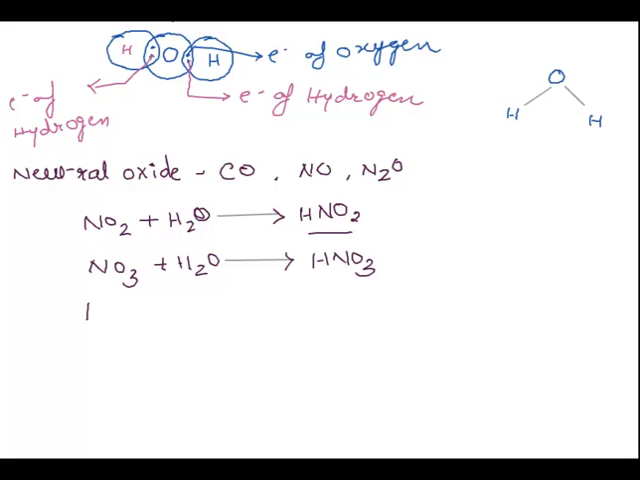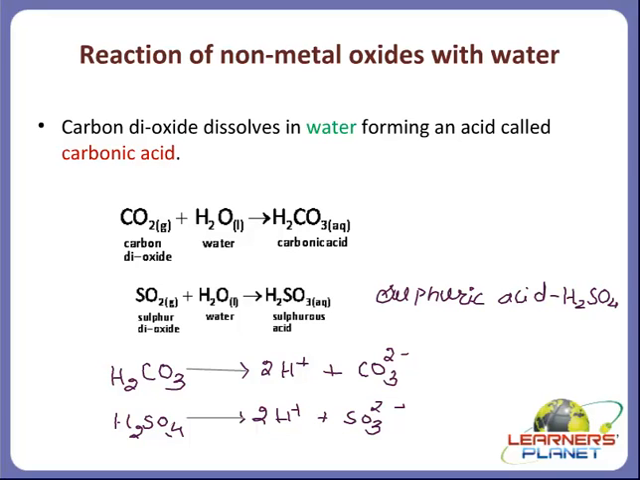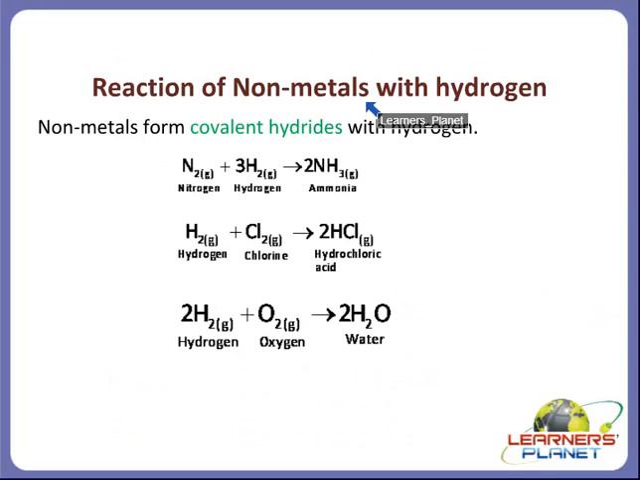Likewise, phosphorus pentoxide, P2O5, when it is treated with water, forms what, children? It forms its respective acid, that is H3PO4. What is it, children? This is phosphoric acid. So the conclusion is that the non-metals form acidic and neutral oxides. Now moving to the next chemical property, reaction of non-metals with hydrogen.